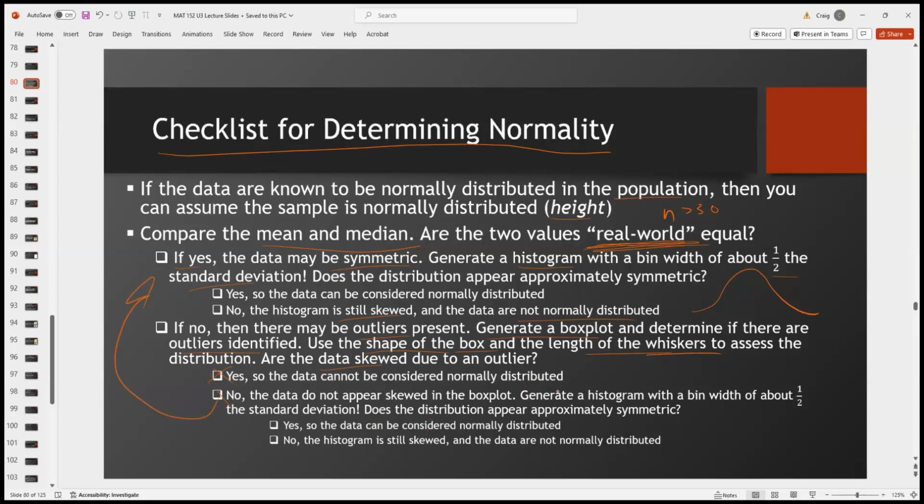Okay, you would then make a histogram after that and make the bin width about 1/2 the standard deviation, and then use the distribution, look if it's symmetric, and then make that choice there.